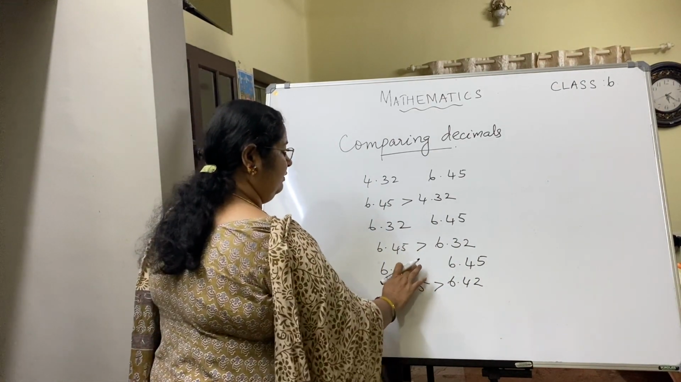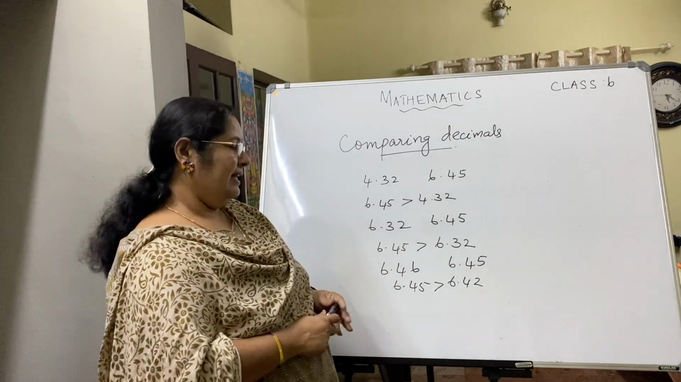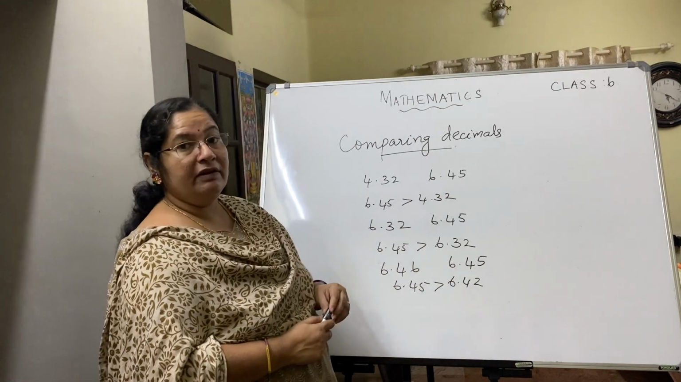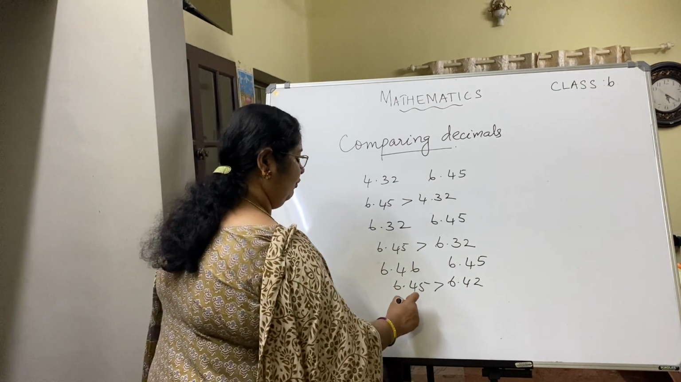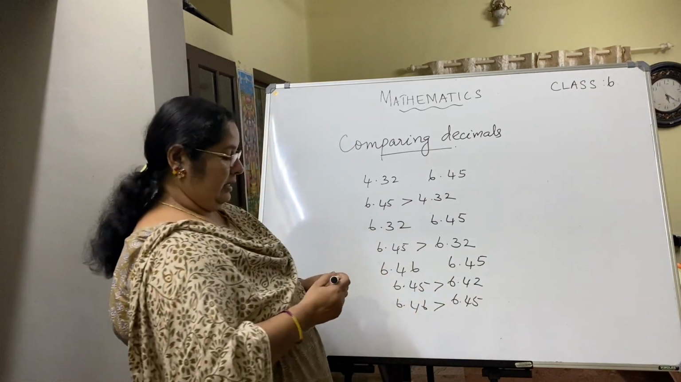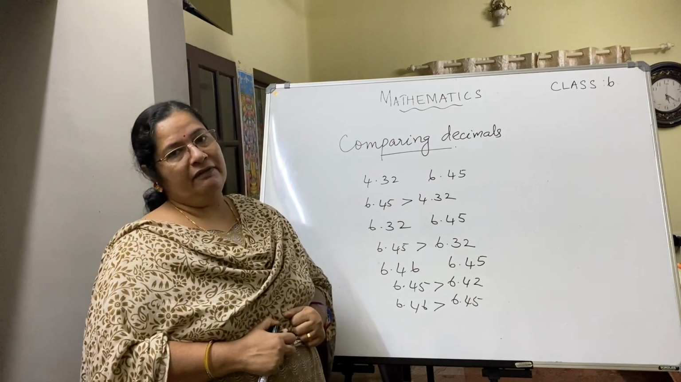Supposing here it was say 6.46. Then 5 is less, 6 is greater than 5. So which decimal will be greater? 6.46 will be greater than 6.45. So, understood how to compare decimals if like decimals are given.